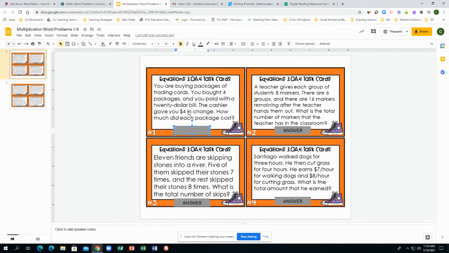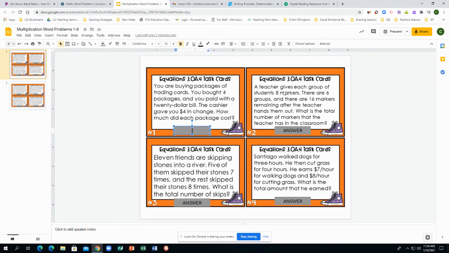Okay, now that you know how much the 4 packages cost together, you need to use division to find out how much each package cost. So take the total amount that was spent on the cards and divide by the number of packages, which was 4, and you'll get your answer. Go ahead and pause and complete that one.